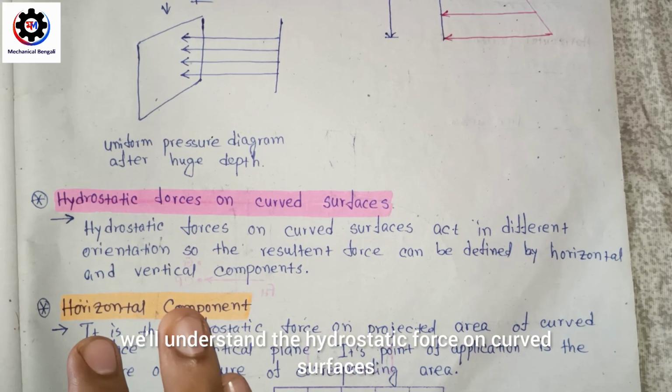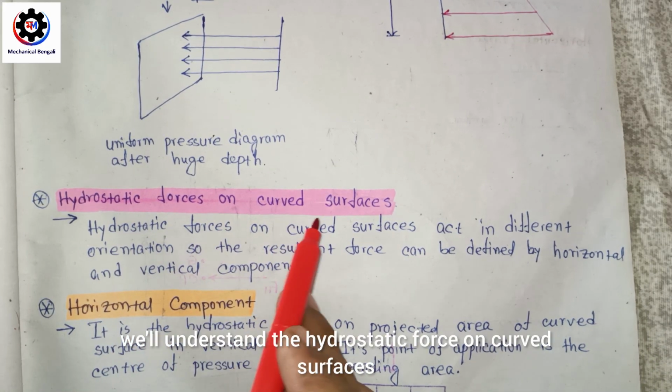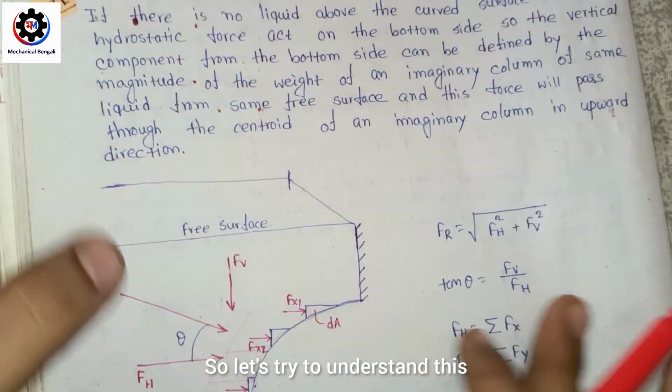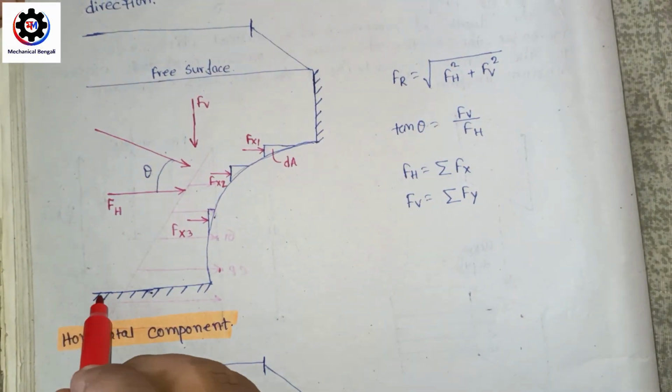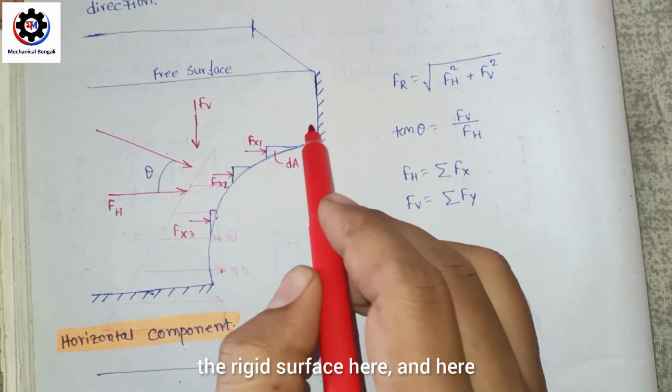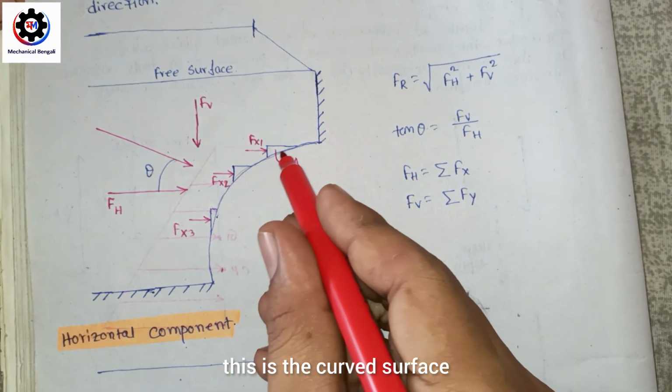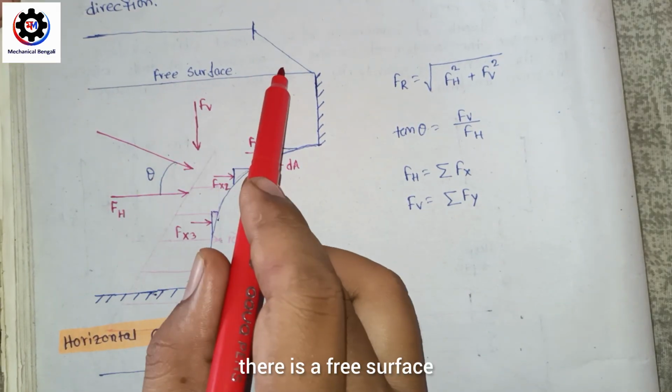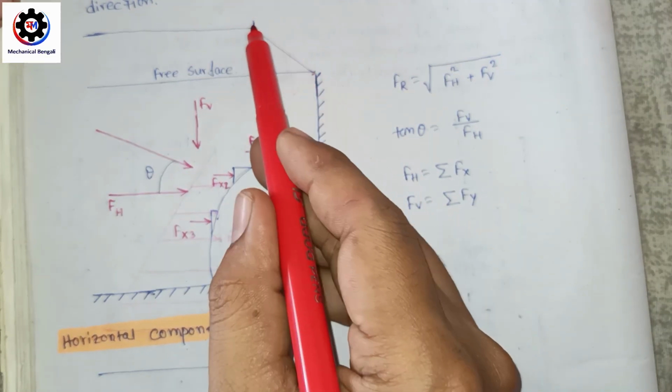In this lecture, we'll understand the hydrostatic force on curved surfaces. So let's try to understand this. Here, this is the rigid surface, and this is the rigid surface, and here this is the curved surface. Okay, and here there is a free surface, and this is the width of the plate. So this is the width.